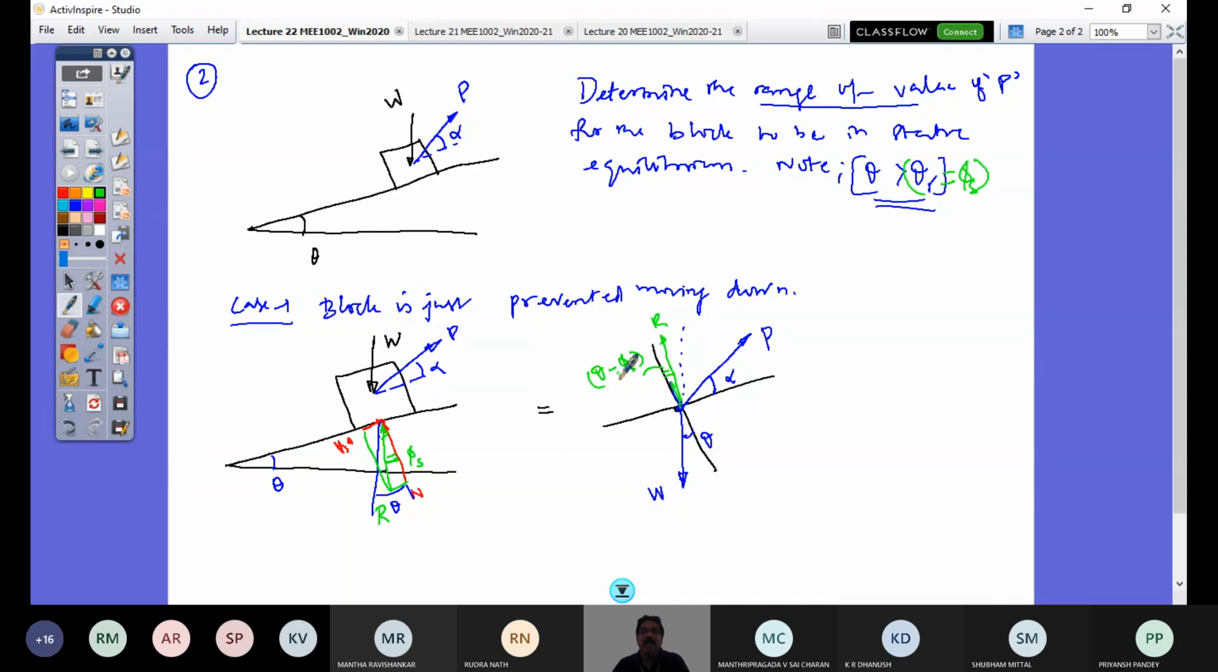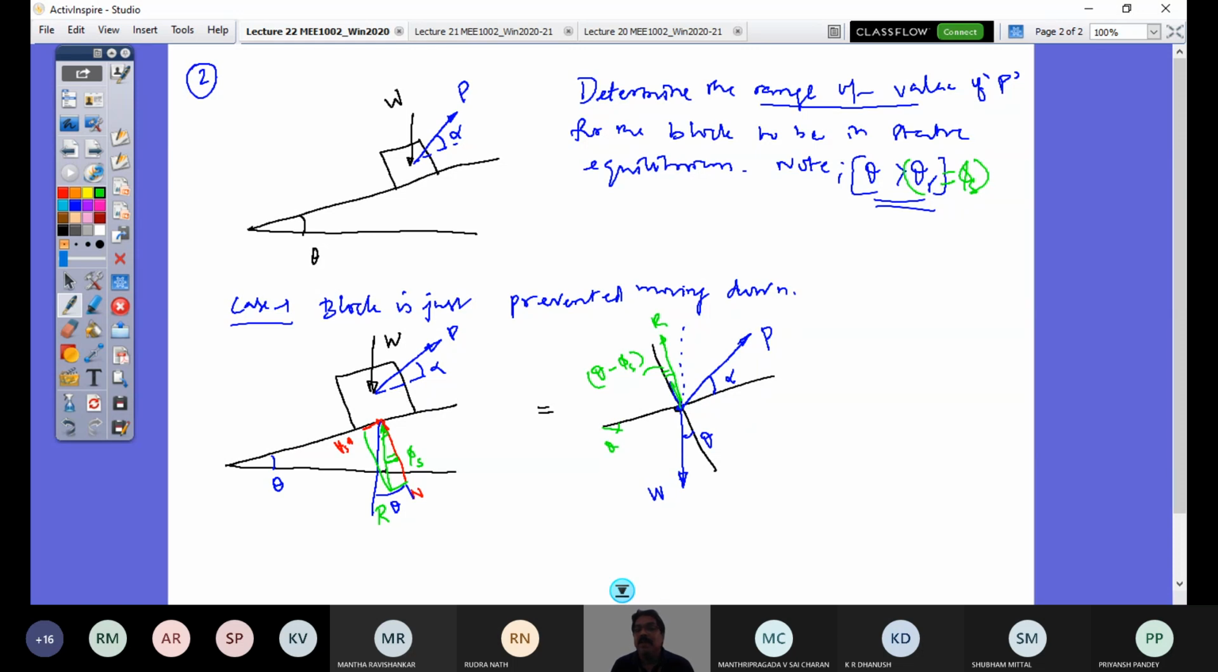Clear? Any doubt? Ramesh Pandey? Rudranath? No doubt, sir. Sir, the angle between the P vector and the horizontal will be alpha plus theta, right? Obviously, because this angle is theta, right? Yes. So here this angle is theta, but I am not drawing that. I just draw this so that now I have these three vectors concurrent. I'm going to use Lami's theorem and solve for P, right?